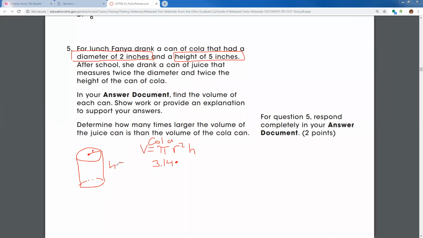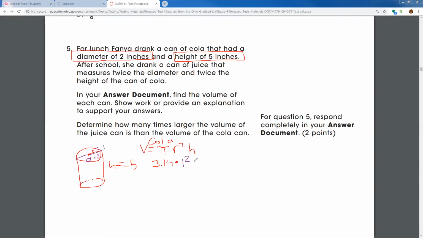On our cola, height is 5, but diameter is all the way across the circle. And that's not what we need for the formula. The formula says to do radius. So if the diameter is all the way across and it's 2, but we need radius, how can we find the radius, which is only halfway across the circle? Or what is the radius? The diameter is 2. What is the radius? Good, 1. If you divide by 2, you cut it in half. That gives us the radius.